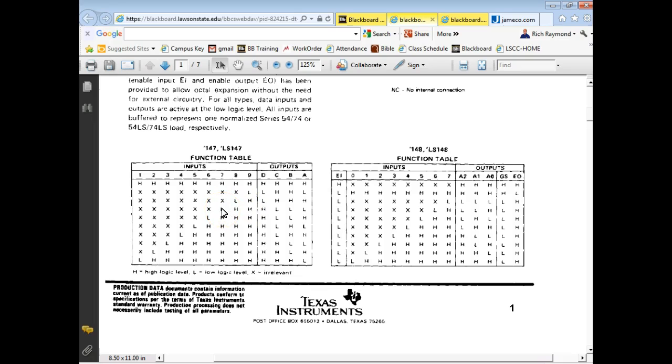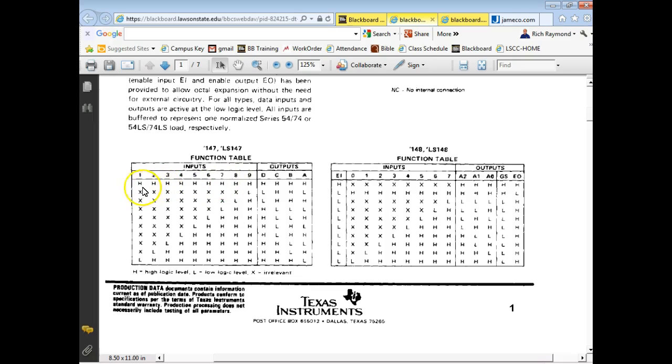Here, if the 7 goes low, the 8 and the 9 have to be high, they are not don't cares, because the 9 has a higher priority than the 8, and the 8 has a higher priority than the 7. So we can use this as a priority chip too if we want to do that. I can bring 8 inputs in there, and whatever I want the highest priority, I can hook it up to the 9, right? You understand that? And my lowest priority, I'd hook it up to the 1.